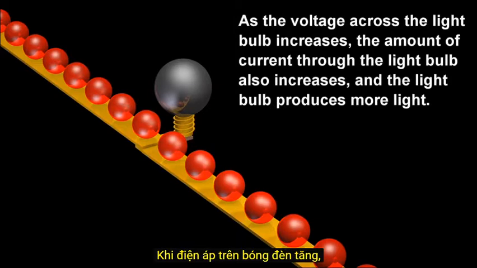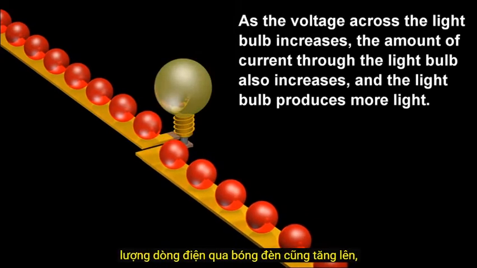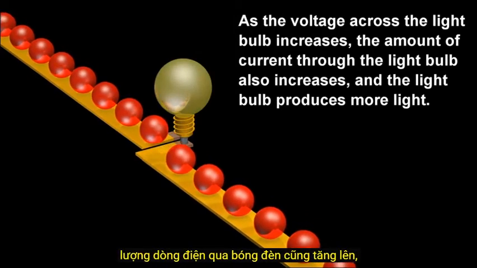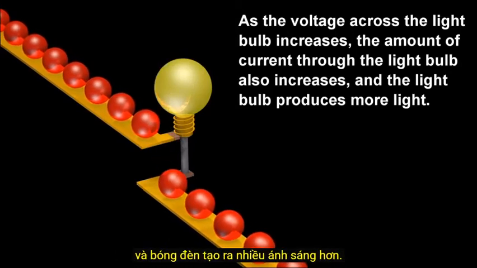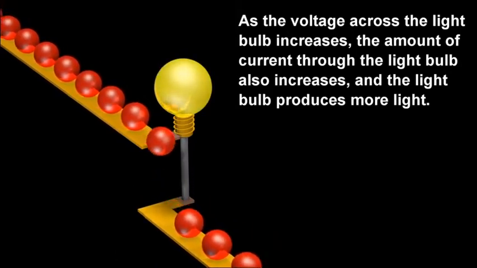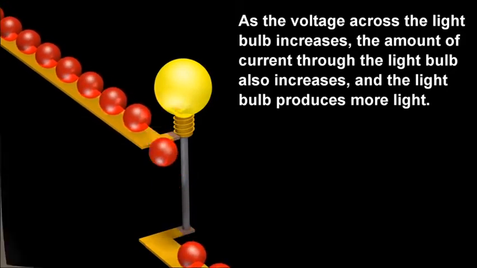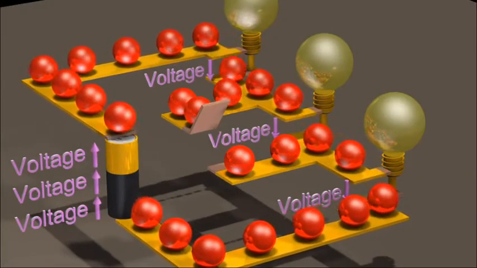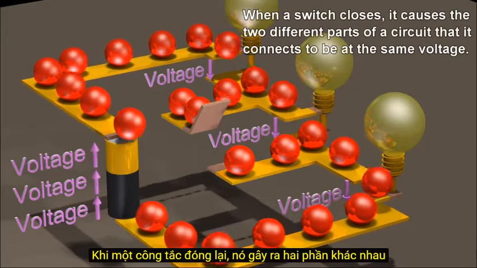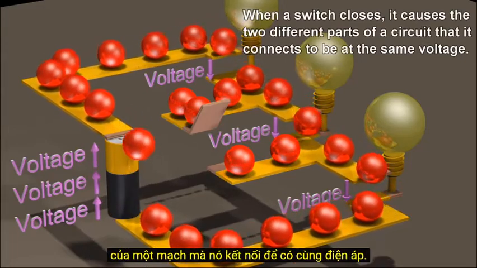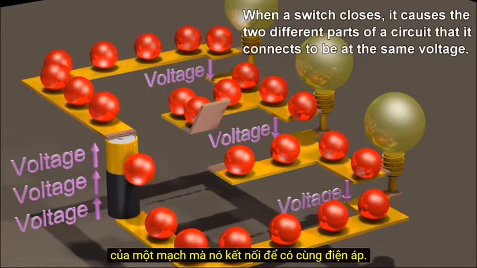As the voltage across the light bulb increases, the amount of current through the light bulb also increases, and the light bulb produces more light. When a switch closes, it causes the two different parts of a circuit that it connects to be at the same potential energy.